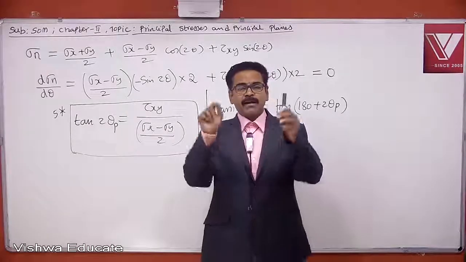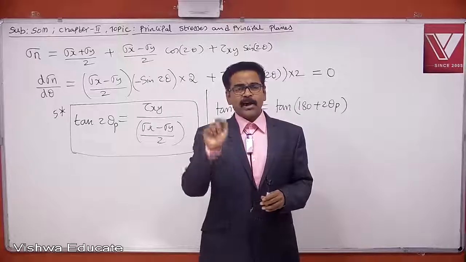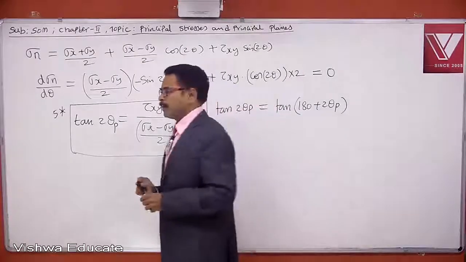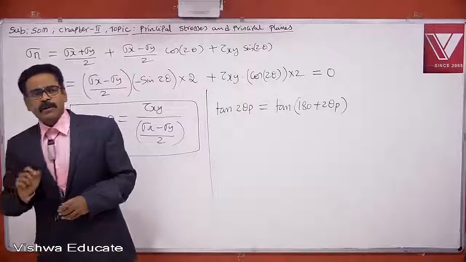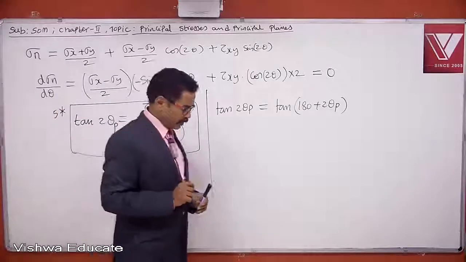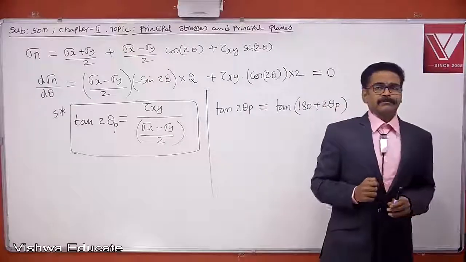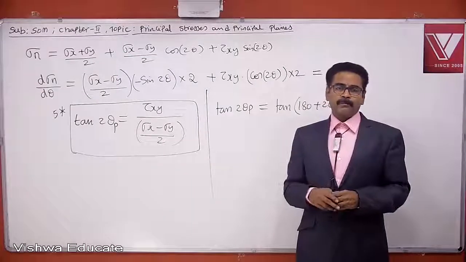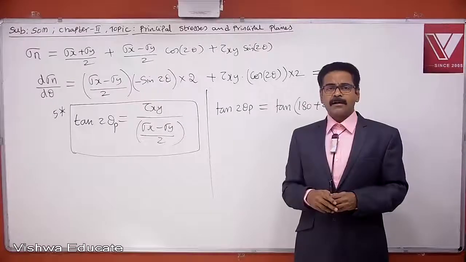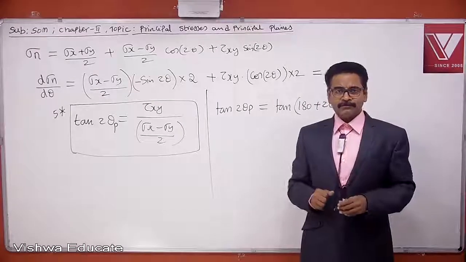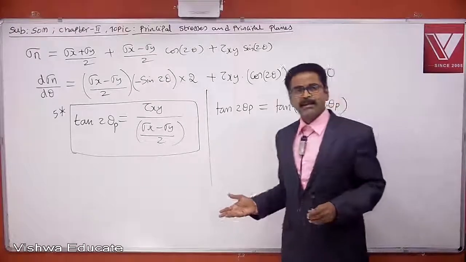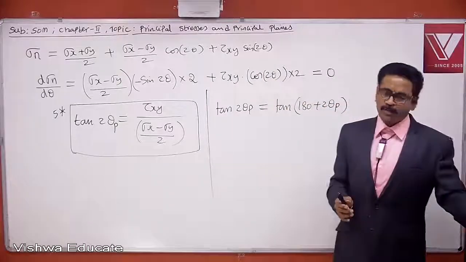90 degrees, in bracket, principal planes are orthogonal. Orthogonal means mutually perpendicular. Okay, this is one point.